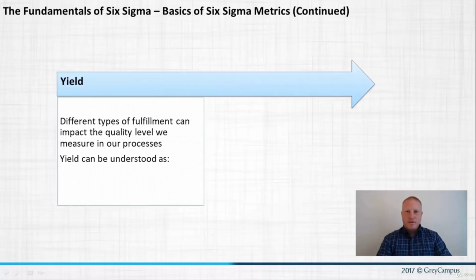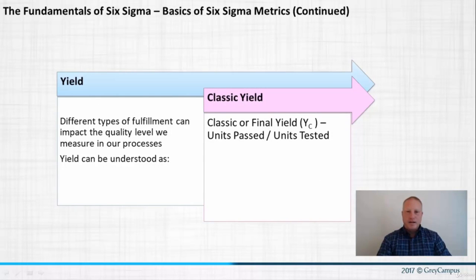Another metric that we use is yield. Class yield or final yield has everything to do with how many units did we start with and how many units did we end with. It does not matter at all what it took to get those units to pass at the end, rework or extra work or anything else. It's just final yield. I start with a certain amount and how many came out at the end.